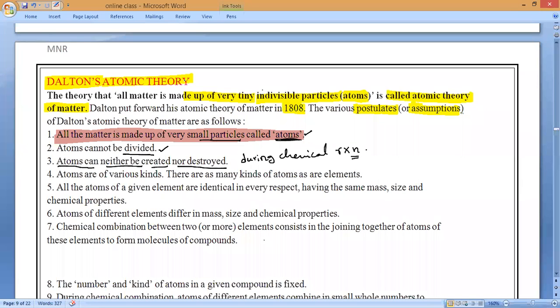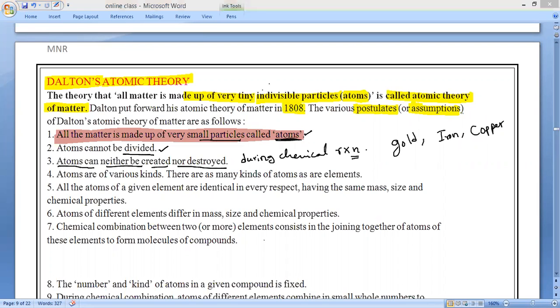Okay. Next, for example, I have given you gold. I have given you iron. I have given you copper. Now tell me, are they all made up of the same atoms or different atoms? That is my question. Aswin, Harini, Abhirami, is it made up of same atoms or different atoms? Mitakshri? Different atoms. Yes. Gold is made up of gold atoms.